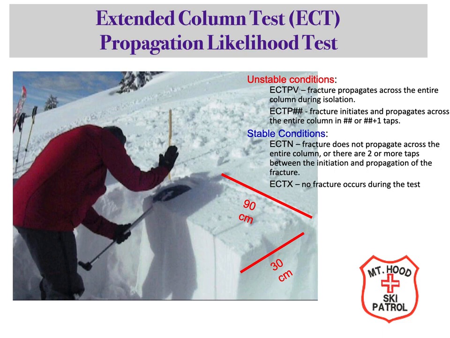The extended column test measures the likelihood that a failure in a weak layer will propagate. In this test, we again isolate a column of snow, as in the compression test. However, in the extended column test, the column is 3 times as wide as in the compression test. When the same triggering forces are applied as in the compression test, we look for weak layer failures that initiate where the force is applied under the shovel and then propagate across the column.